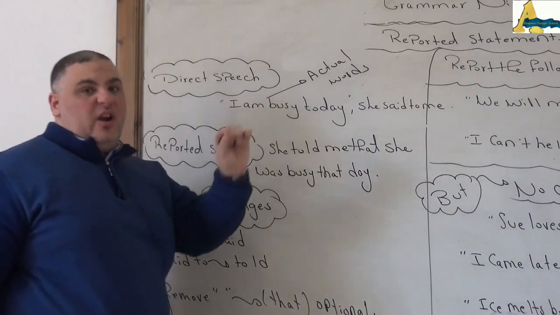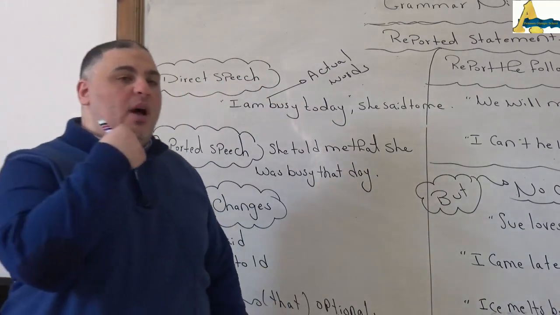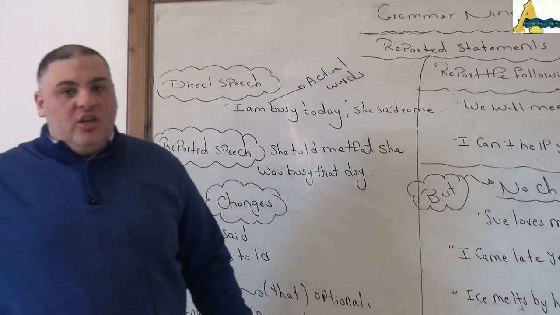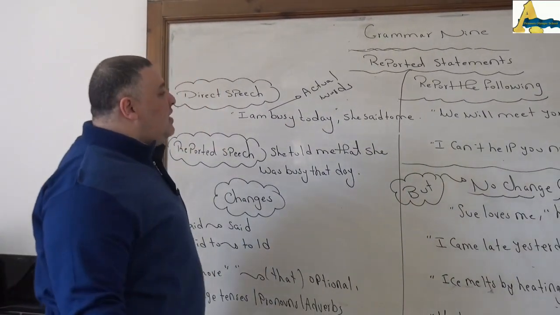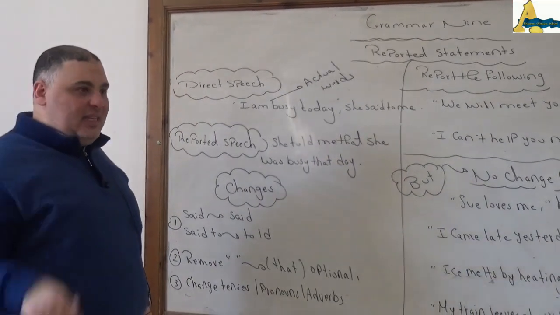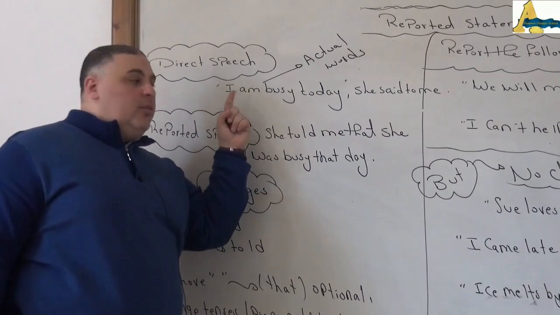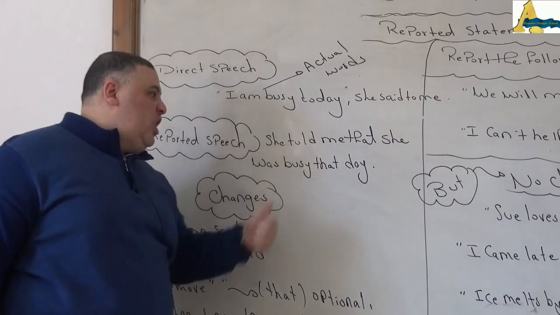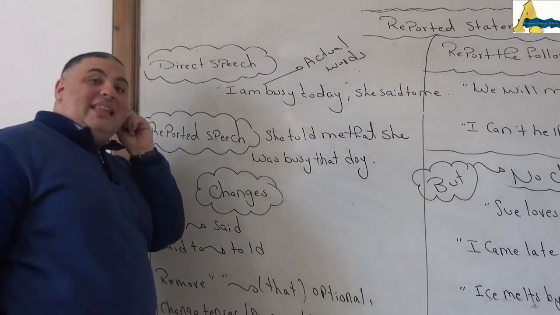I took these words, her actual words, from her mouth, put them in my own mouth, and use them, or report them, to somebody else. That's why I say, "I'm busy today," she said to me. She told me that she was busy that day. You notice that when she talked about herself, she said I, but when I talked about her, I said she, right? So, "I'm busy today," she said to me. She told me that she was busy that day.